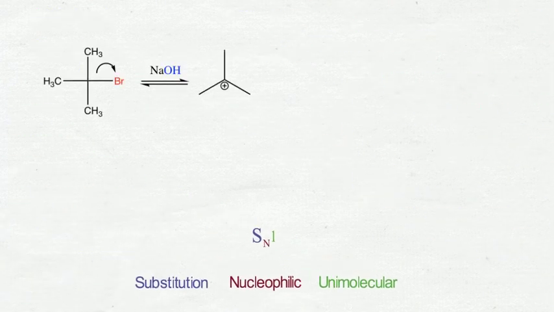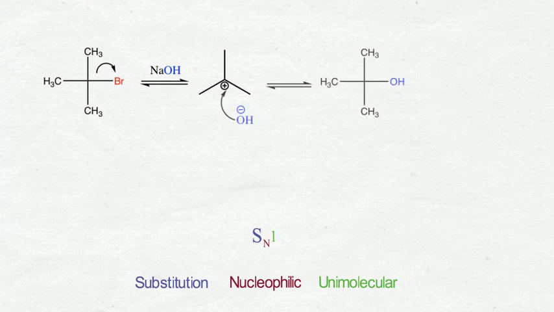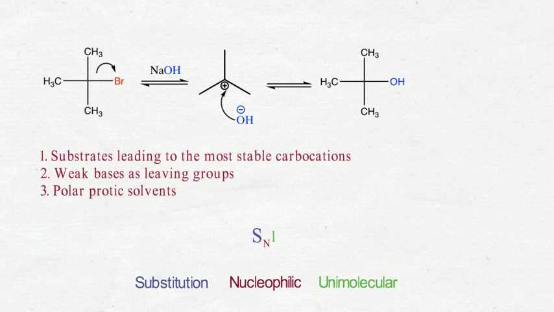In conclusion, SN1 reactions have two steps: formation of carbocation intermediate followed by the nucleophile attack. The reactions are favored with substrates leading to the most stable carbocation, with weak bases as the leaving groups, using polar protic solvents.